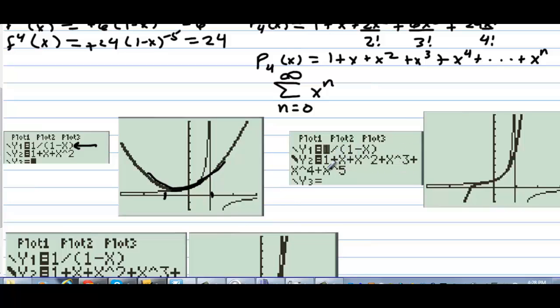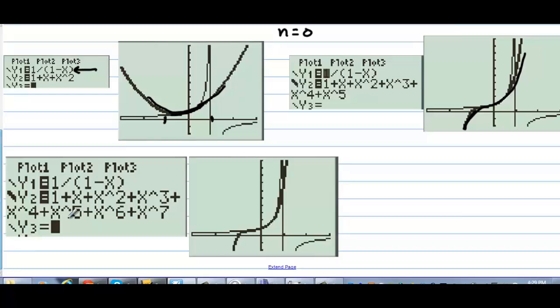Here I've plotted all the way up to x to the 5th, and it's really fitting very well between -1 and 1, but you see it still fails after -1 and 1. And no matter how many terms we plug in, I go all the way up to x to the 7th, it's still starting to fail at -1 and 1.